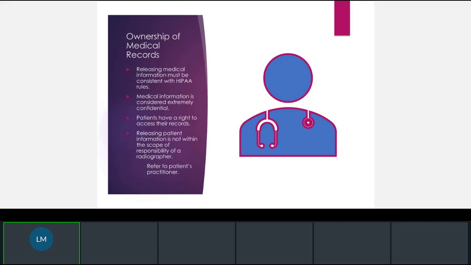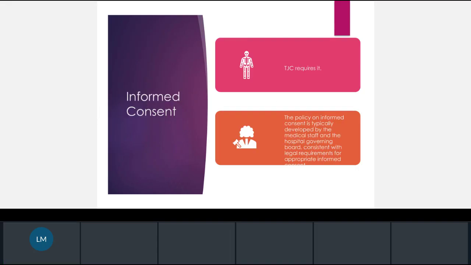So we are not allowed to release patient information. We're not allowed to do any of that. If patients want copies of anything or want any of their records, they have to contact that department and sign the appropriate forms, the appropriate legal forms, and give permission to be able to do that.